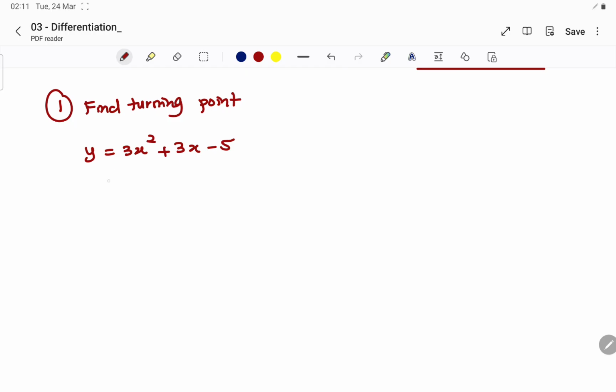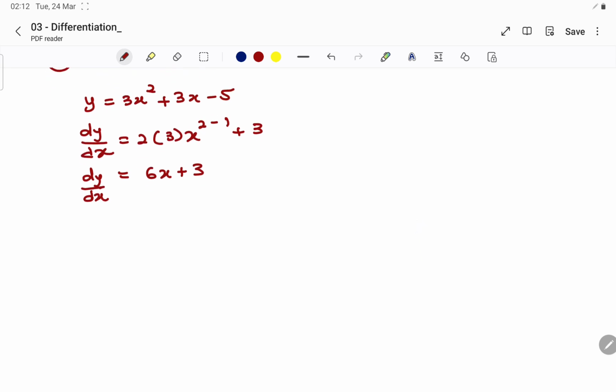Differentiate one time, you're going to get dy/dx equal to 3x squared: we differentiate, the 2 becomes a multiplier in front, multiply with 3x to the power of 2 minus 1, and then 3x differentiates to become 3, and minus 5 differentiates to become 0. The answer here you will get is 6x plus 3. So this is your dy/dx. Now to find the point, once you get dy/dx, this is the first step.